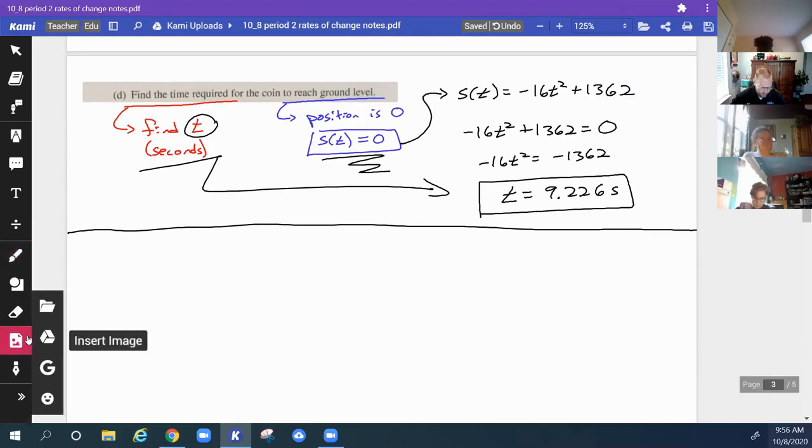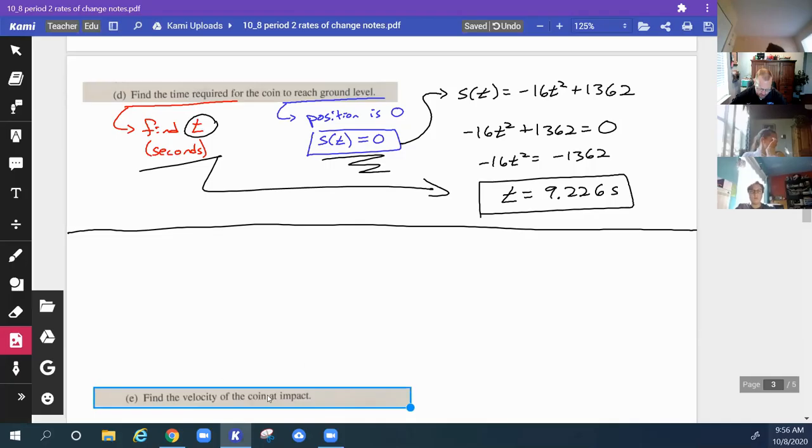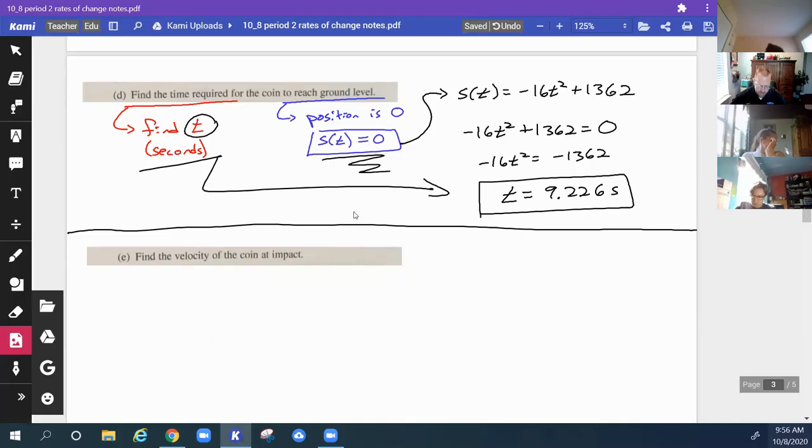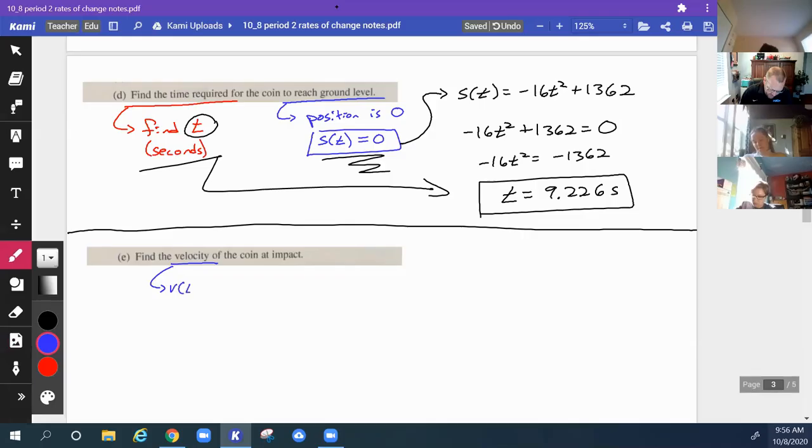All right, and then here it is, part E. Throwing in a picture, and we'll crop it. Find the velocity of the coin at impact. So I know that I am finding velocity, and I want to find it at impact, when it hits the ground.